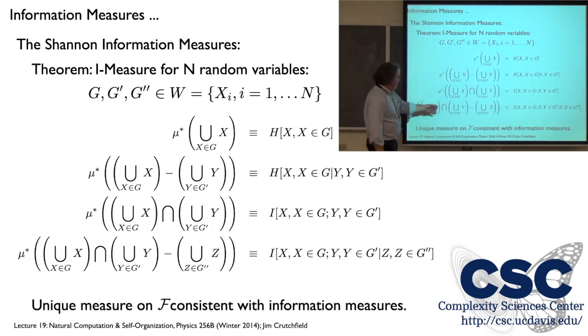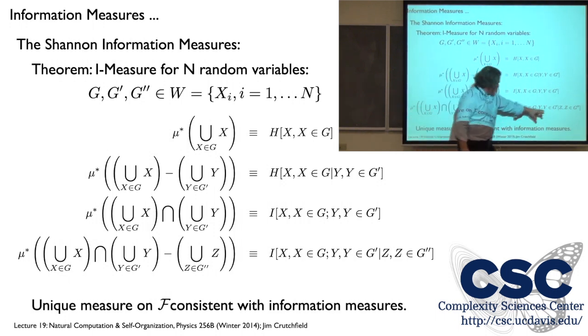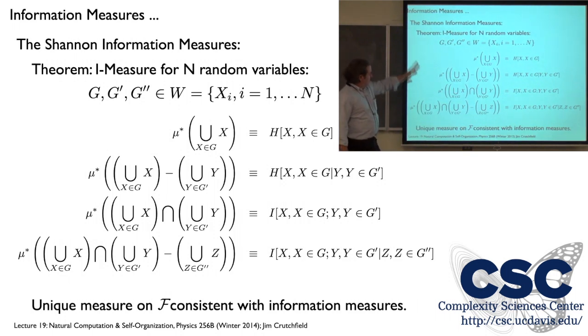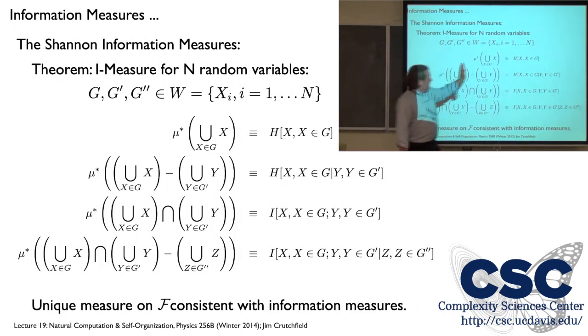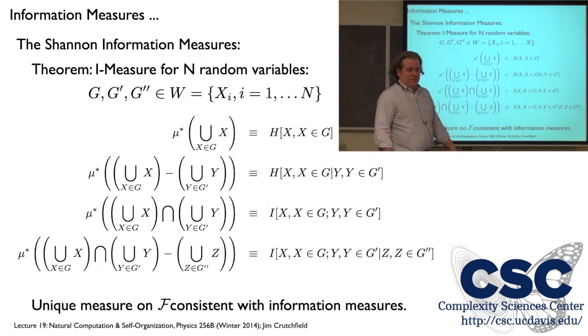And then the final thing we need is a conditional mutual information, which is just the previous mutual information and then a set difference with a third random variable that comes from some other subset G double prime. So we get this mutual information of the variables in G with variables in G prime, conditioned on knowing the variables in G double prime. Okay? So the claim is that this mapping is a unique assignment, a unique measure on the event sets that's consistent with Shannon's information measures.